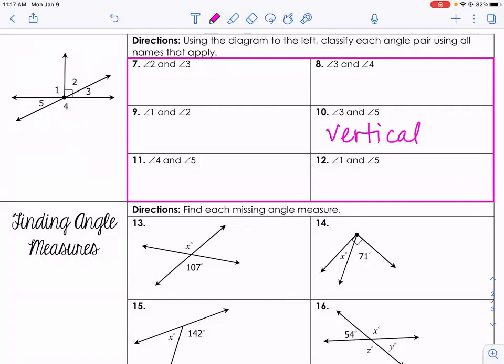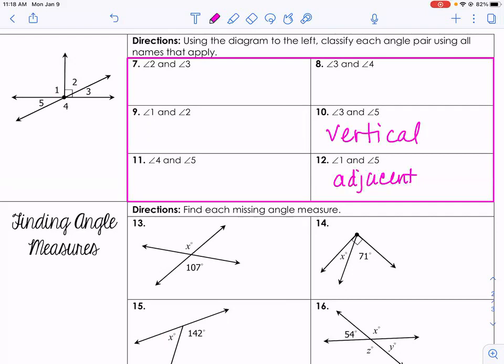Okay, Trent, which one do you want to tell us about? Okay, number 12, angles 1 and 5, what are they? They are adjacent. Okay, do they have a special sum? They don't really look like it, do they? No, that's it. They're just adjacent.